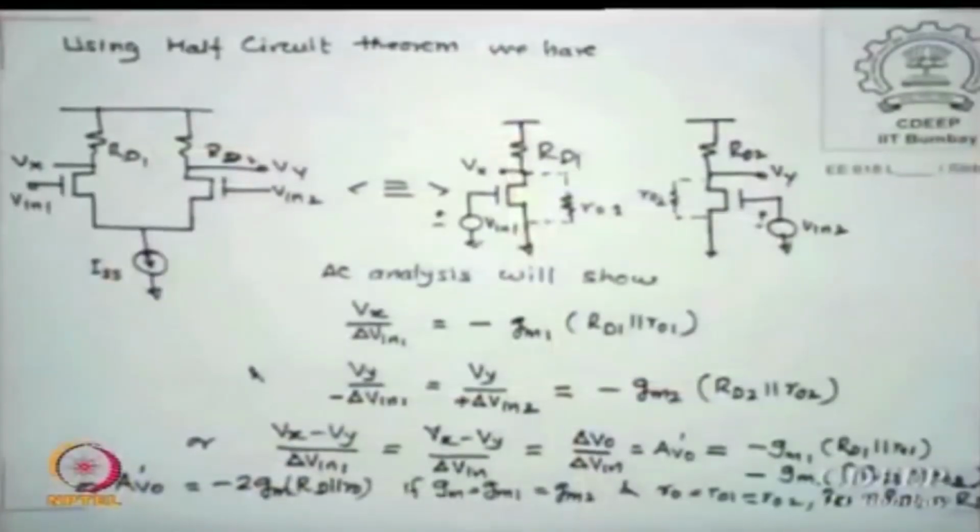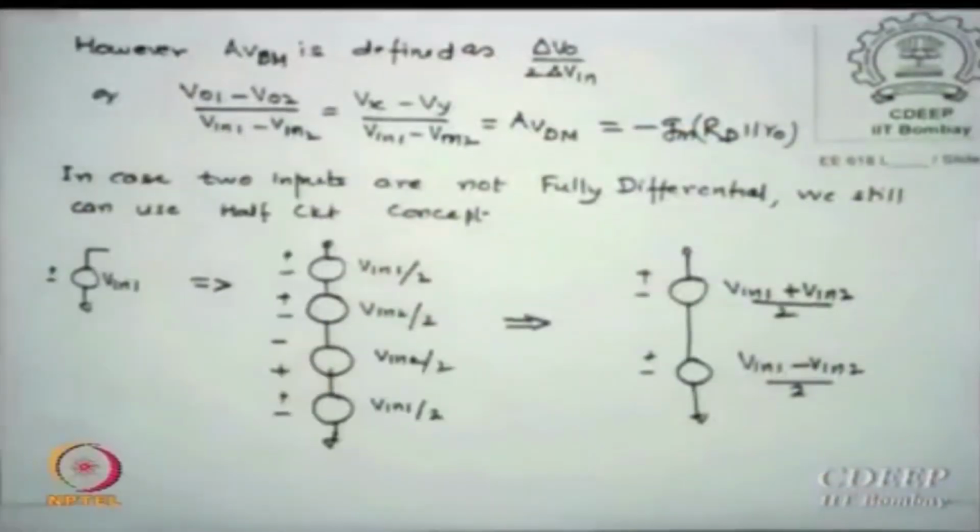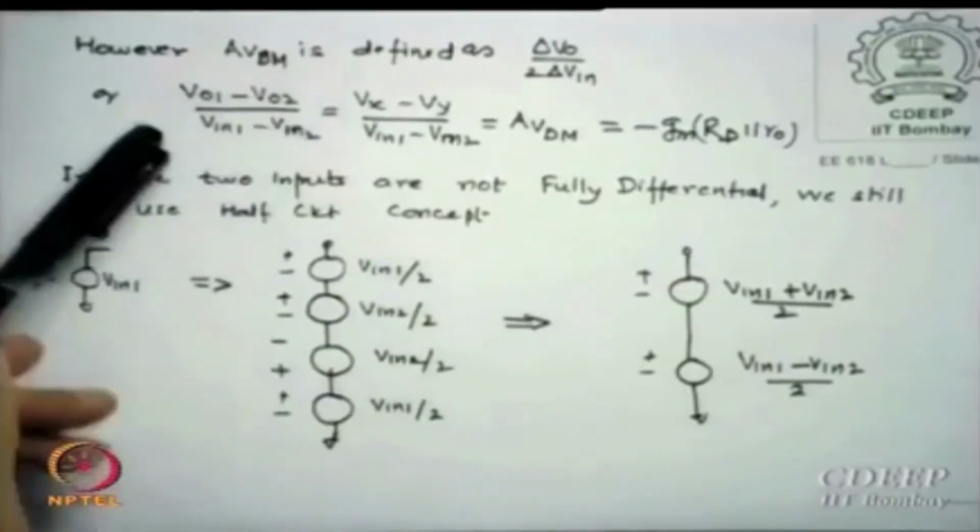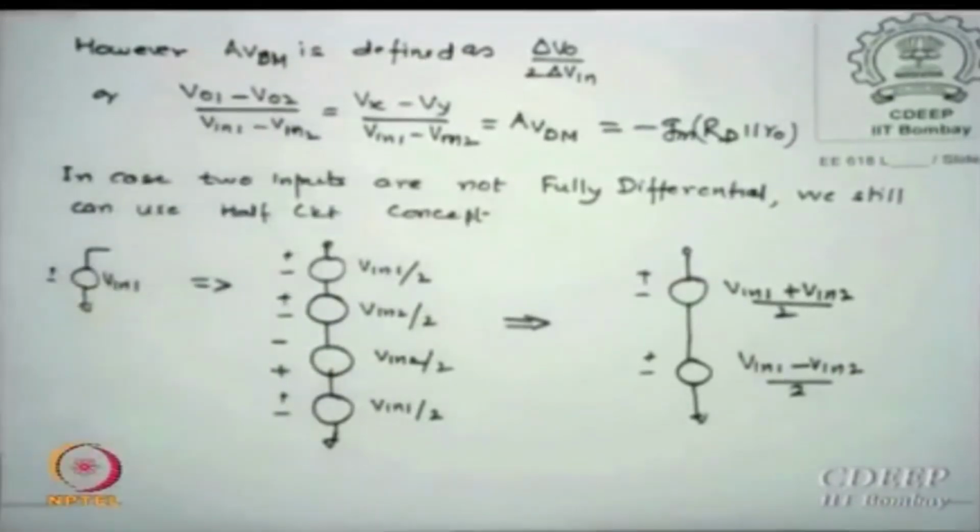Yeah, in the region of Vo and Vn the circuit is linear, devices are in saturation. Okay, you are right. However, there is an issue if you are looking at the difference gain as (Vo1 minus Vo2) upon (Vn1 minus Vn2), which is called AV difference mode, then this will become GM (RD parallel R0); that 2 will go away, that is the only thing.